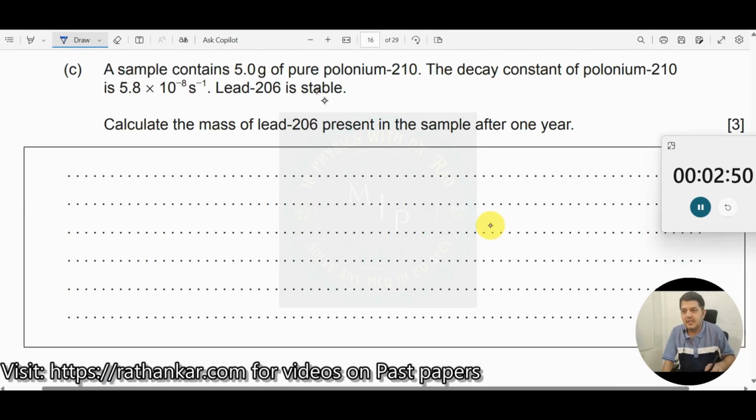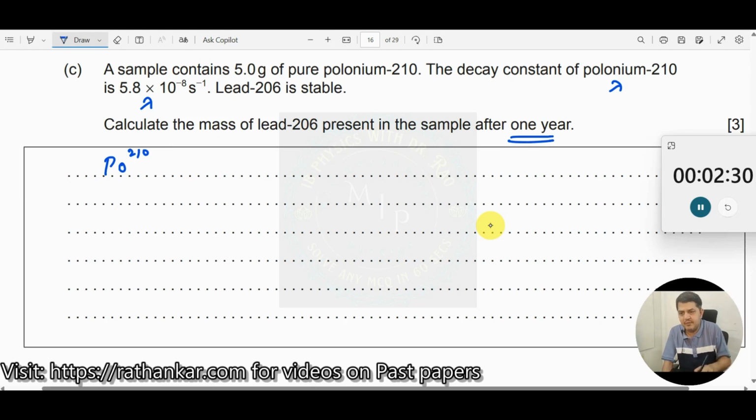Next, a sample contains 5 grams of polonium-210. Polonium-210, you have 5 grams. The decay constant of polonium, lambda, is given to you, this is your lambda value. Lead-206 is stable. Calculate the mass of lead-206 present in the sample after 1 year. After 1 year, what is remaining?